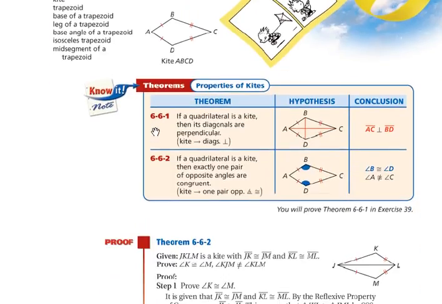Just to go through a couple real quick here for you: theorem 6-6-1. If a quadrilateral is a kite, then its diagonals are perpendicular. So we have our diagonals that we've been talking about, and they would hit at 90 degrees, perpendicular. 6-6-2, if a quadrilateral is a kite, then exactly one pair of opposite angles are congruent. And so here we have these opposite angles, angle B and angle D would be congruent. A and C would not be congruent, however. So that's important to make sure that we understand that.